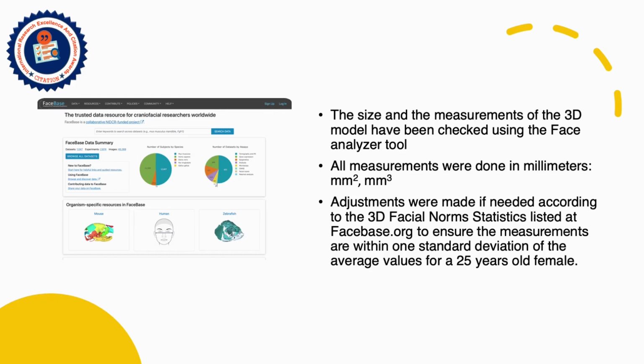And once we got the model, we had to make some adjustments according to face-based.org, which is being used to define the 3D facial norm statistics. So we made sure that we had one standard deviation of the average values for a 25 years old female. And as I show you in the picture, we decided to call that model GF Pleasant, generic female pleasant.